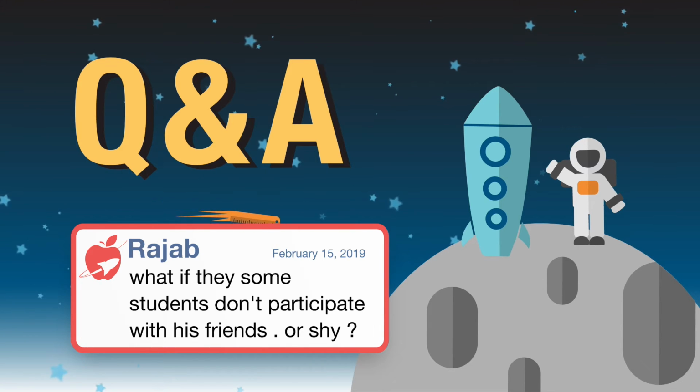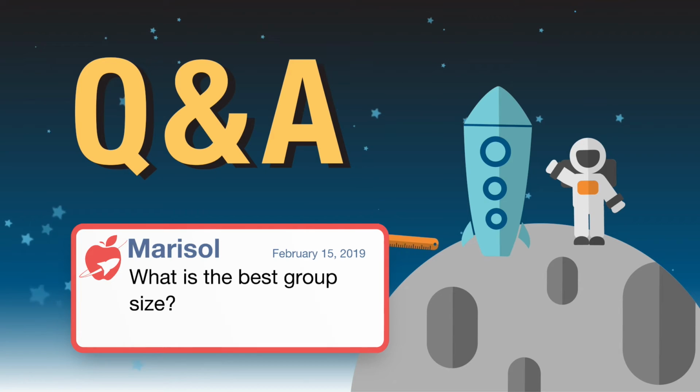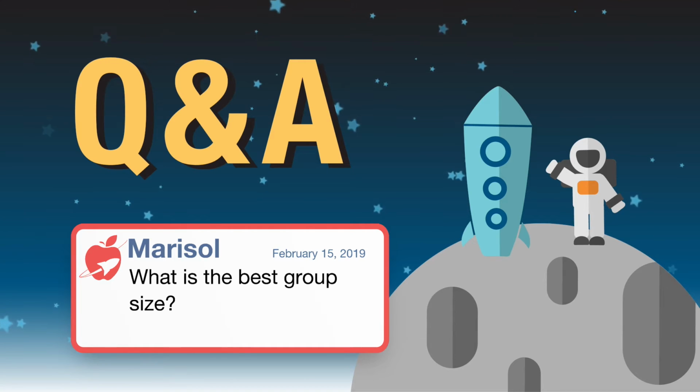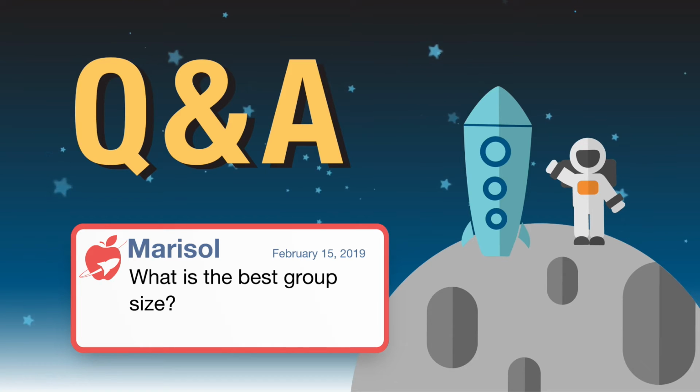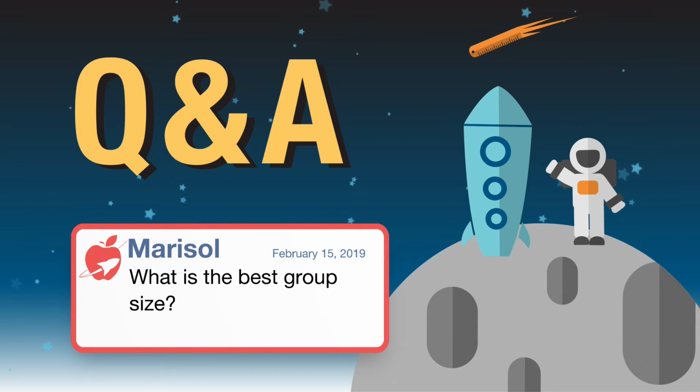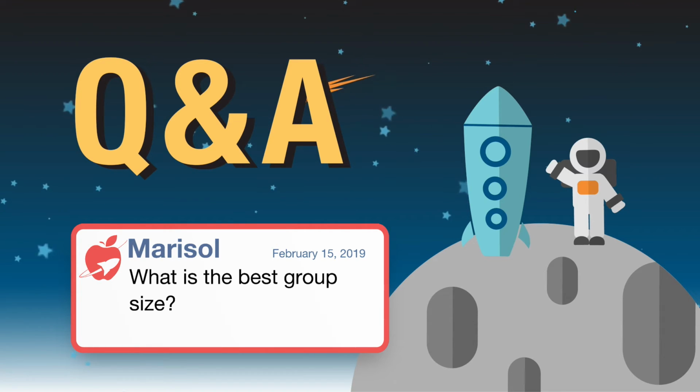Thank you so much. Okay, and our next question is from Marisol. What is the best group size? Heather, do you have any thoughts on that? Hi Marisol, thank you for your question. So the ideal group size would be 4. This kind of coincides with the 4 roles that we discussed in the episode. So that's the leader, the organizer, the recorder, and the reporter.